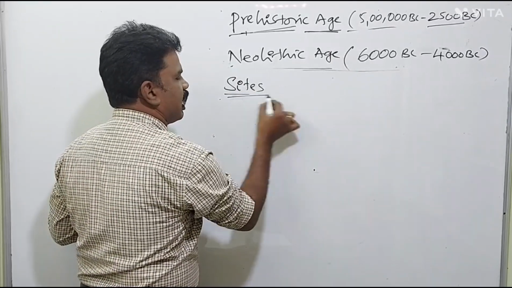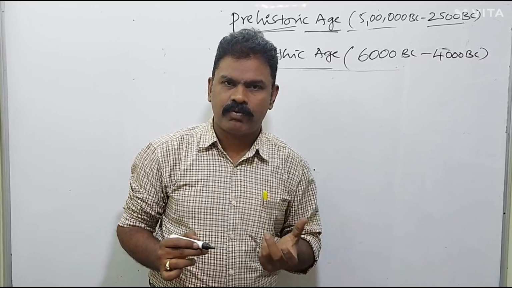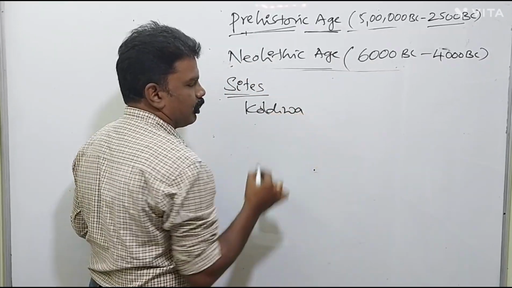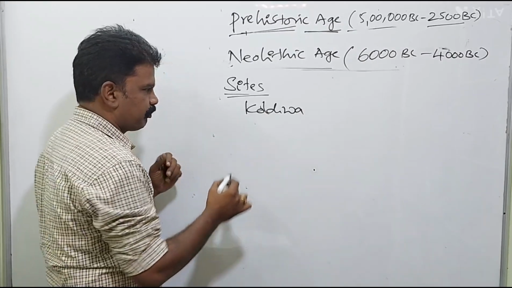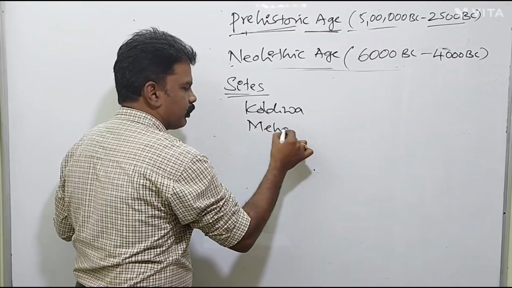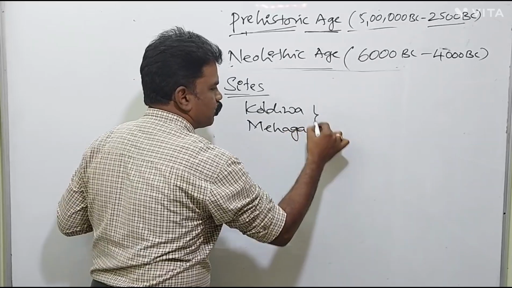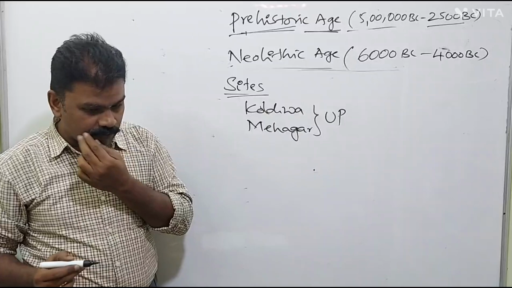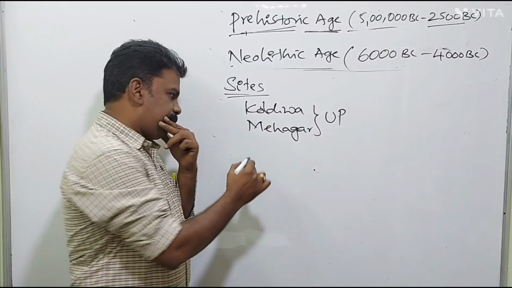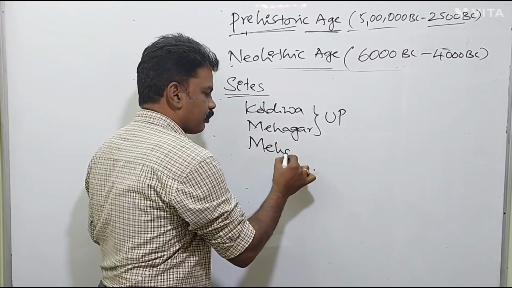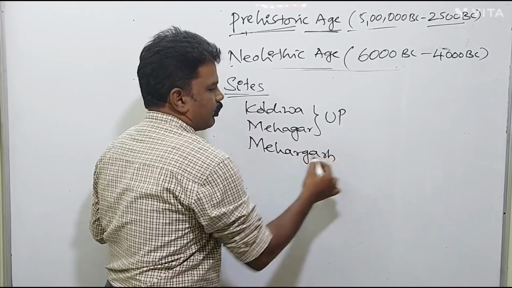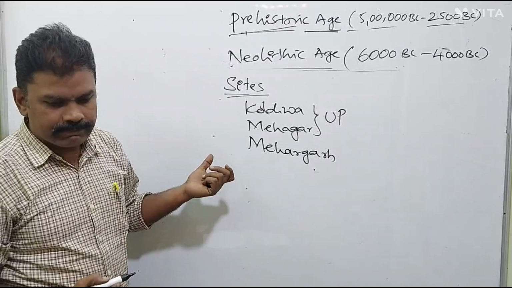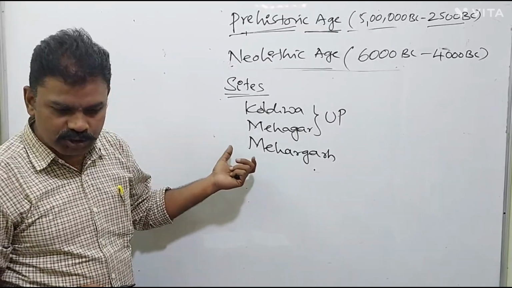Sites of almost all places of India were found, like Koldihwa and Mehrgarh. Koldihwa and Mahagara, these two places are found in UP. Circular huts were found here. Mehrgarh, in Baluchistan, has the earliest evidence of cotton and wheat.